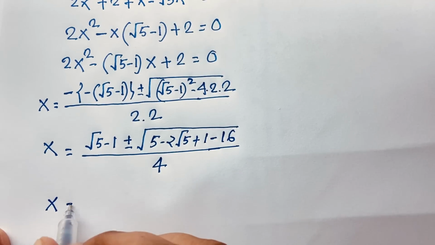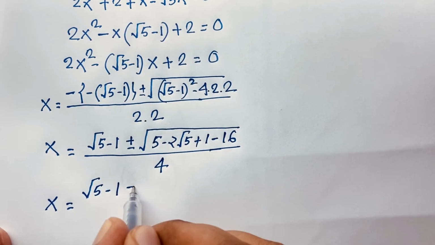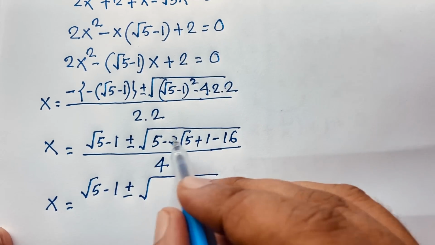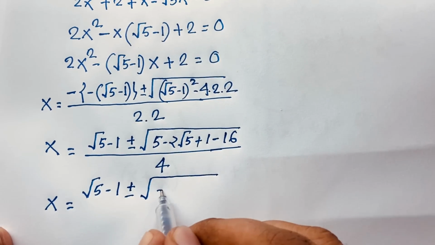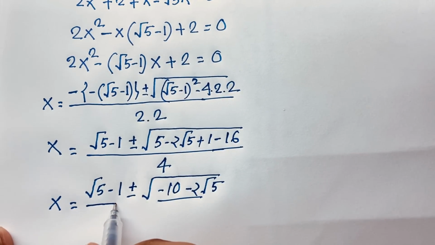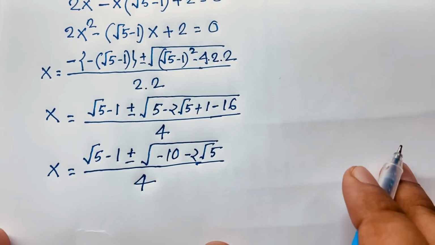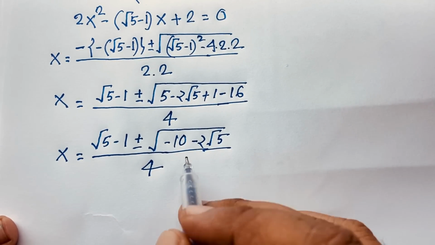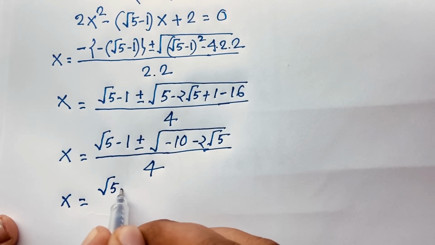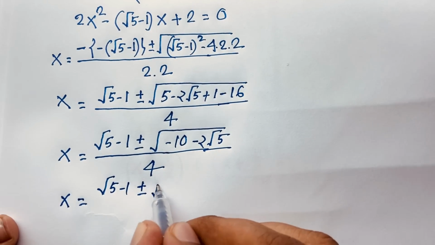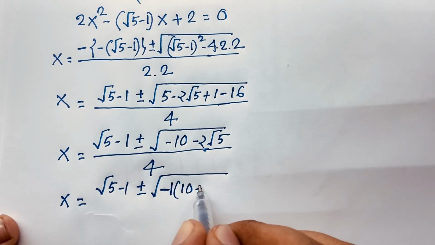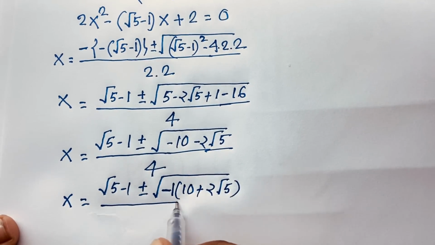Now here x will be square root 5 minus 1 plus minus square root. At this moment you can see that 5 plus 1 is 6, minus 16 is negative 10, then negative 2 square root 5 over 4. Then you can see that the negative sign is common, because of that it is a complex number, this is a complex solution. So x is equal to square root 5 minus 1 plus minus square root, and I take the negative sign common, I mean negative 1, so it will be 10 plus 2 square root 5 over 4.